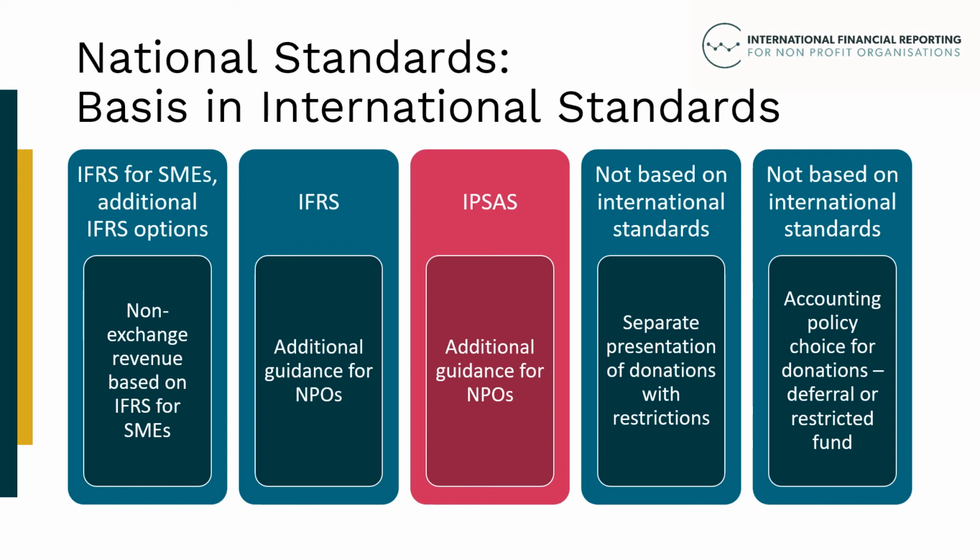Not all national standards are based on international standards. One jurisdiction has requirements similar to IPSAS. Donations with donor restrictions are presented separately. And finally, another jurisdiction has an approach that allows an accounting policy choice for donations, a deferral approach similar to IAS 20, or immediate recognition where the donation is presented as a restricted fund. Some national standards include additional provisions in respect of different types of non-exchange revenue. These are discussed on the next slide.